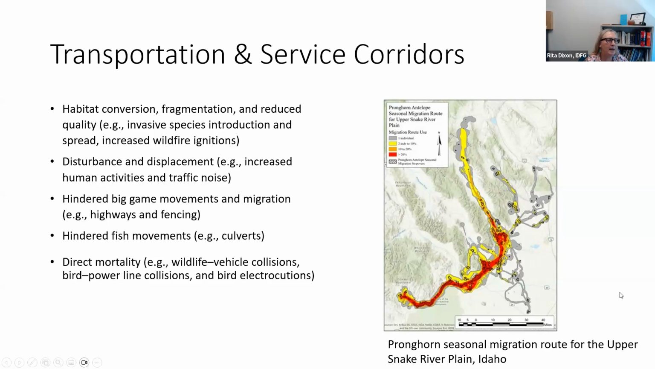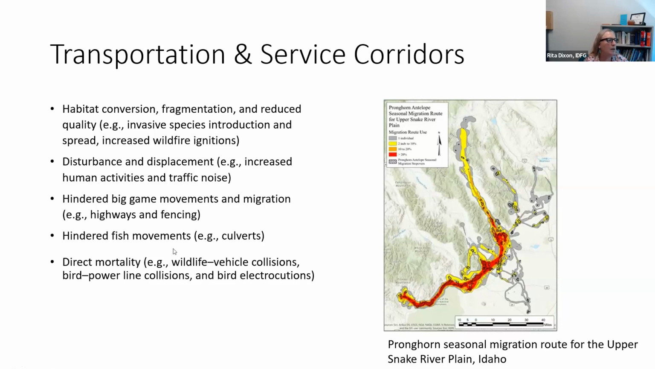Pronghorn is a species that's very much affected by transportation infrastructure. And one of the things that we tried to do was start by looking at overarching effects of these various challenges. So I've just listed some here. For example, one of the effects of transportation and service corridors is that it hinders big game movements and migration, principally highways and fencing.